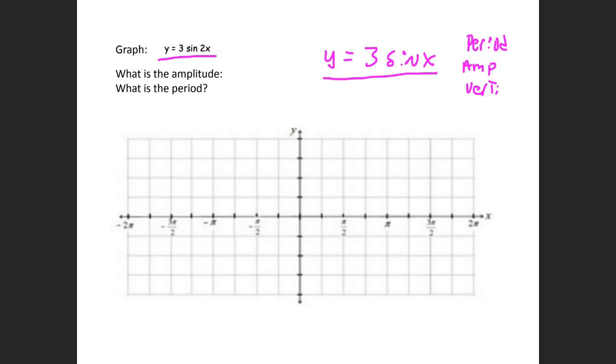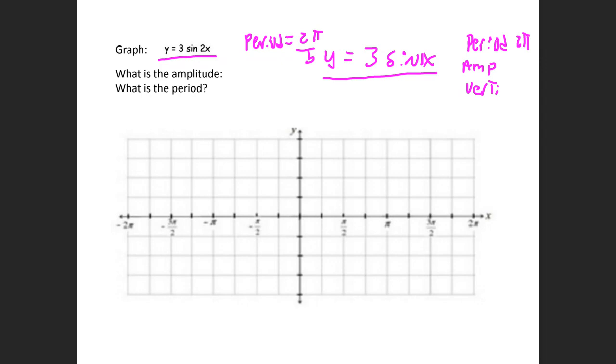What is the period? Period is not 2. Remember, to find the period, yes, it's 2 pi, because the period is equal to 2 pi over b. Well, my b value in this problem is 1, right? Because it's the number in front of x. So if I put 1 in here, my period is 2 pi. Done. Does everybody understand how to find the period?